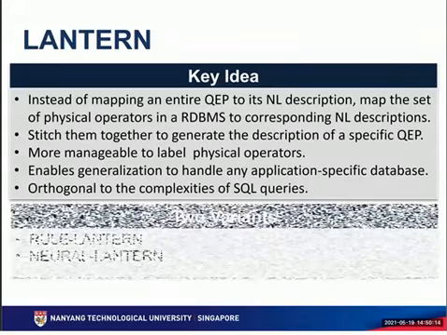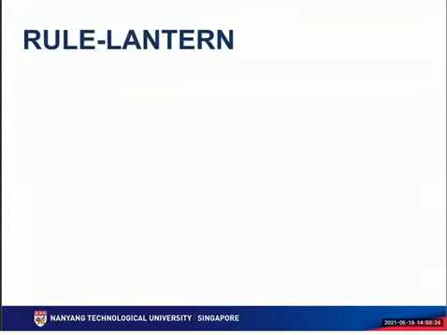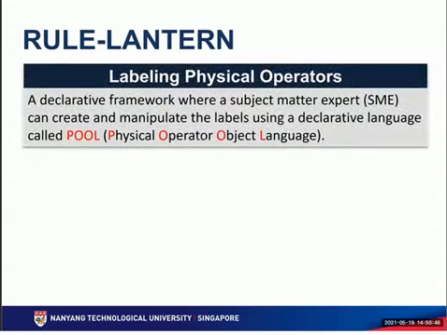To this end, we propose two variants of Lantern, Rule Lantern and Neural Lantern, which we shall discuss in turn. Rule Lantern is based on a rule-based framework. The first question we would like to answer here is, how do we facilitate natural language description specification for physical operators? To this end, we present a flexible declarative framework called Pool.